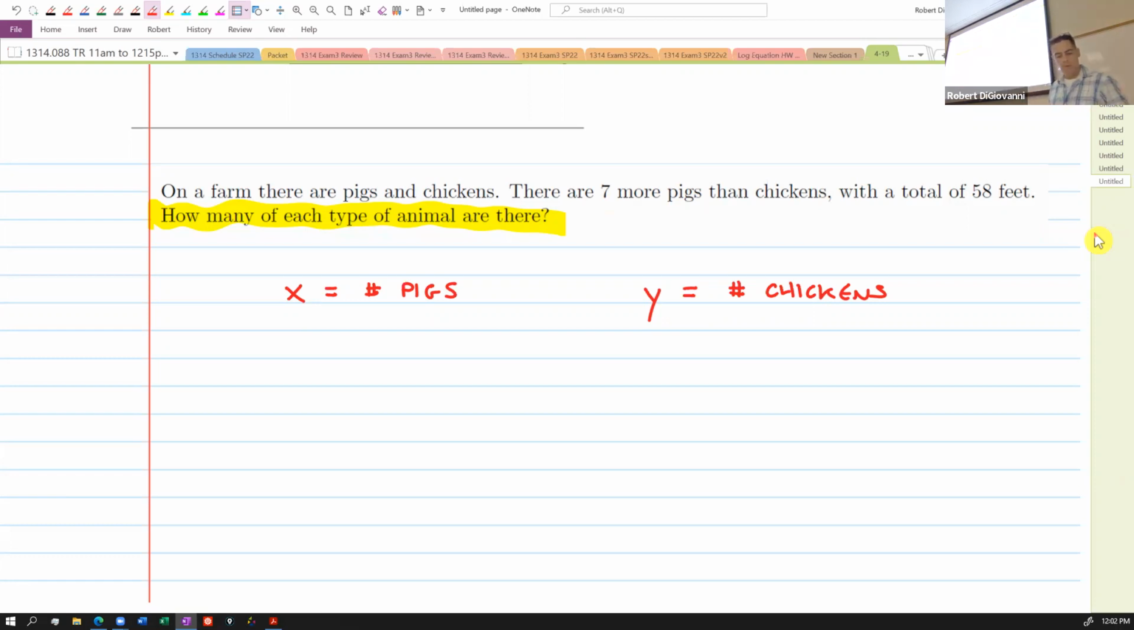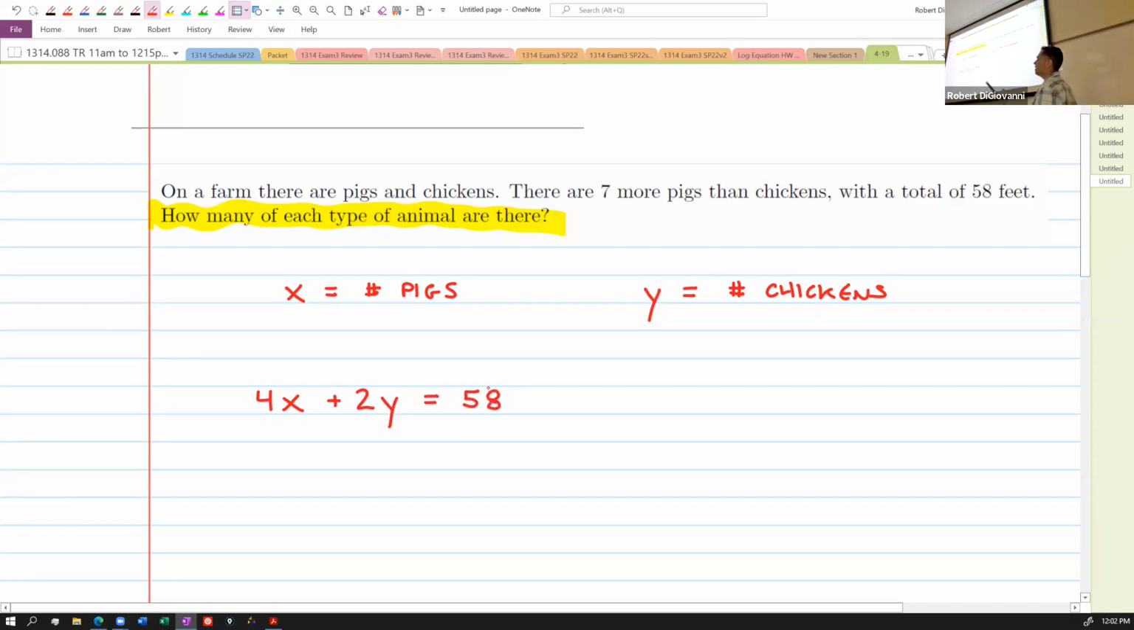Go ahead, Danielle. So a pig has 4 feet, right? So we're going to say 4 times X would count how many feet we have for the pigs, plus the chicken has 2 feet, right? So 2 times the number of chickens we have, that should add up to be 58.